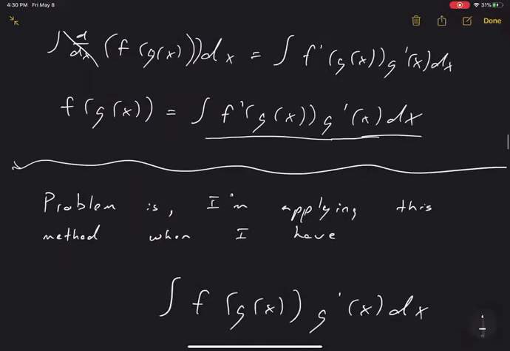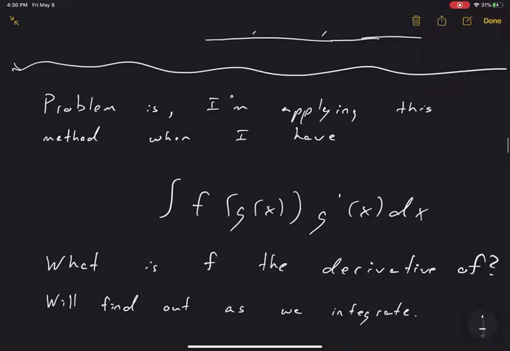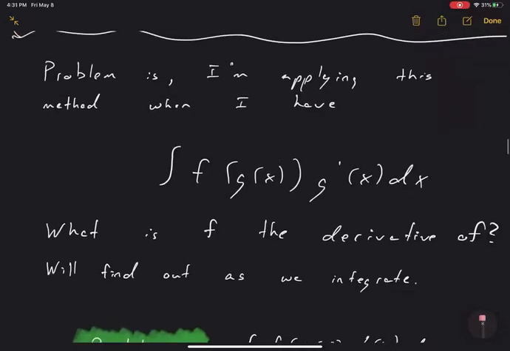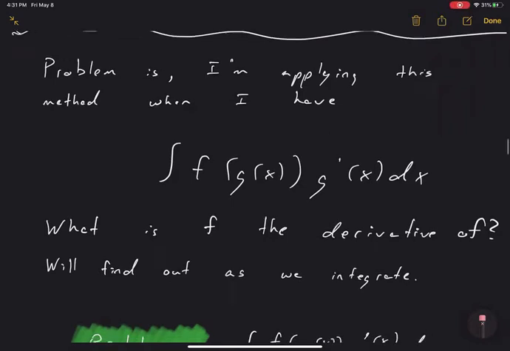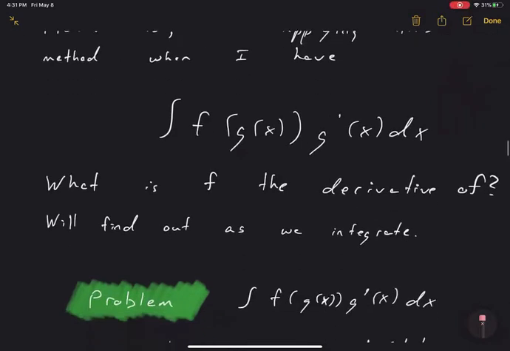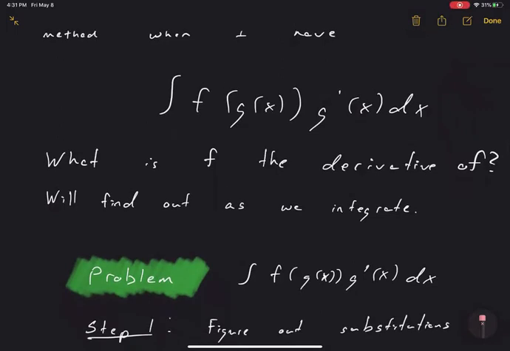The problem is when I'm applying this method, I don't usually know what f is the derivative of, okay? So f is the derivative of some function, but I've got to figure out what that function is. So we're kind of starting from here where we don't really know what f is the derivative of. We don't know what the antiderivative of f is. So that's really the problem in integrating this. If we knew what f was the derivative of, we could do this all in one step.